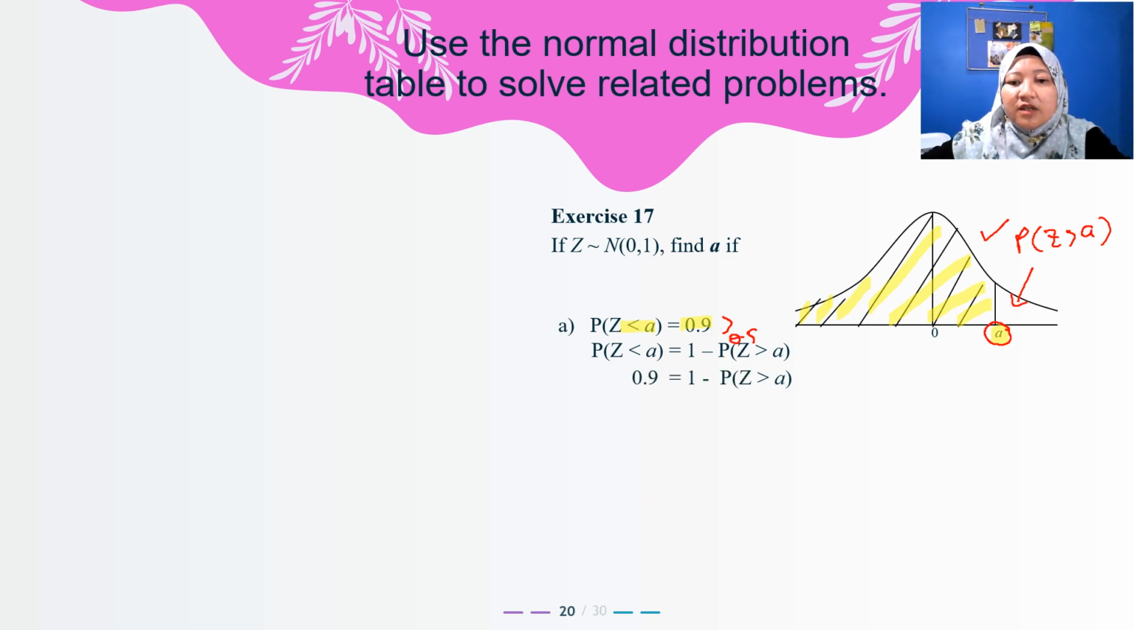Okay, substitute: probability Z less than A is 0.9, equal to 1 minus probability Z greater than A. So, susul. Kita dapat probability Z greater than A is 0.1.